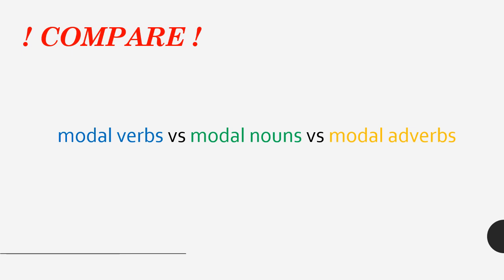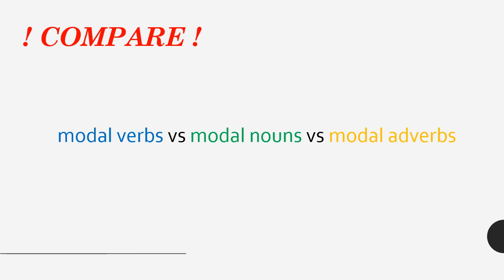So modal verbs, if you remember what I said, are helping verbs. So they need other verbs after them, which are usually action verbs. Okay? For example, shall, will, they need verbs, action verbs, after. That is the quality of modal verbs.